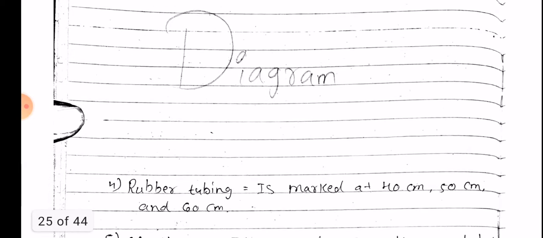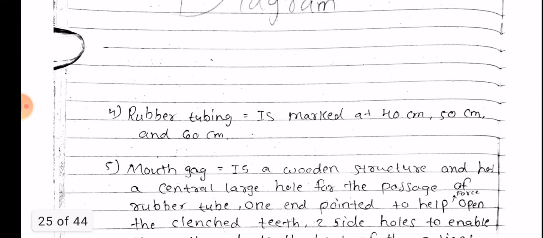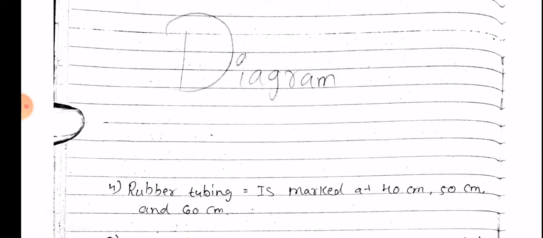Here we make a diagram of it, which is very simple. You simply make a conical structure and a long tube with a mouth gag and different parts. I'll show you one picture.